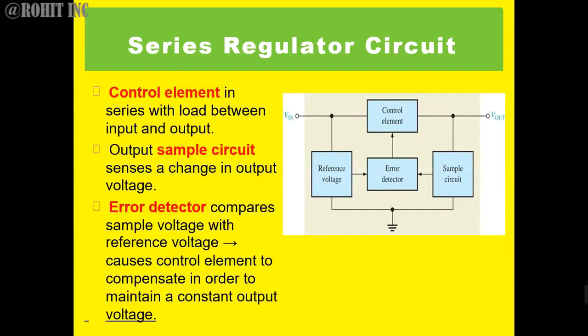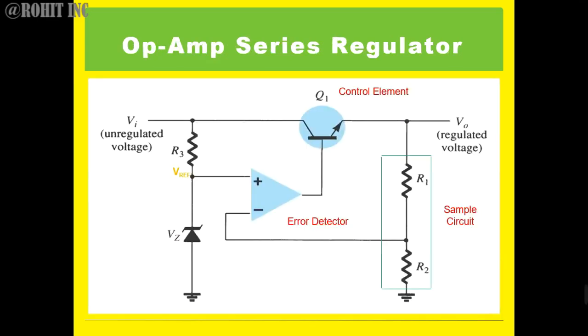The control element is in series with the load between input and output. The output sample circuit senses a change in output voltage. The error detector compares the sample voltage with the reference voltage and causes the control element to compensate in order to maintain a constant voltage output. So you all might have understood.